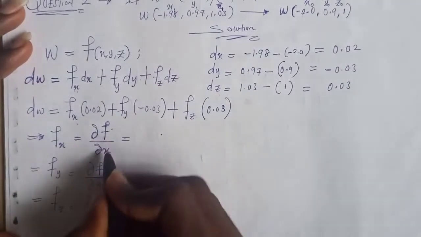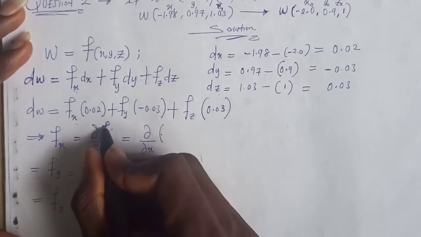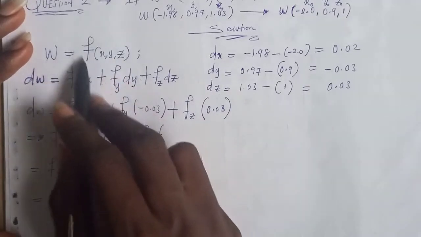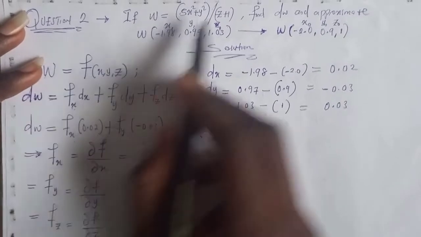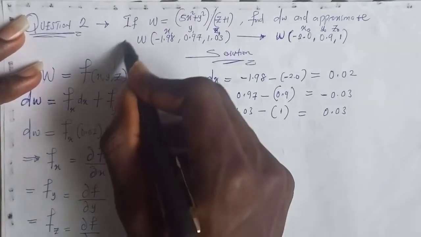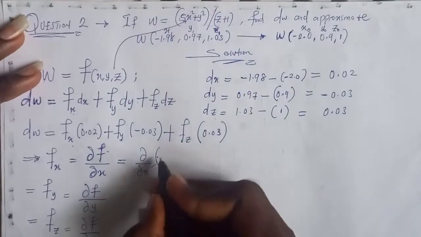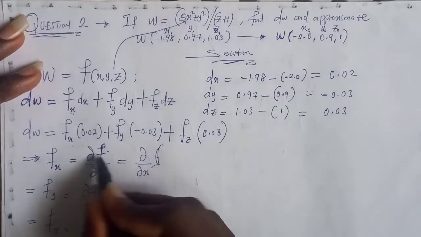Now, to work with this simply implies that you have del over del x. What is your f? The f is in terms of xyz. Hope you know that that is what we actually introduced. W is equal to a function in terms of xyz, and that function is what we have here, the whole of this expression. So I'm trying to differentiate f partially with respect to x.